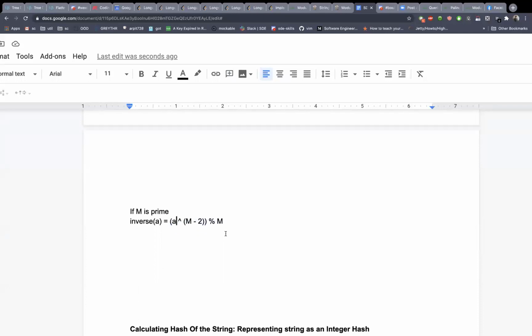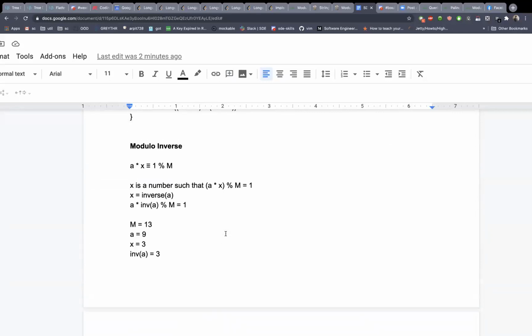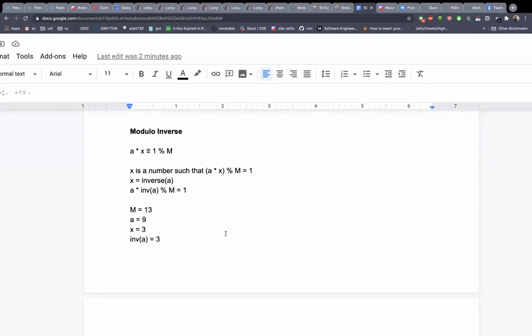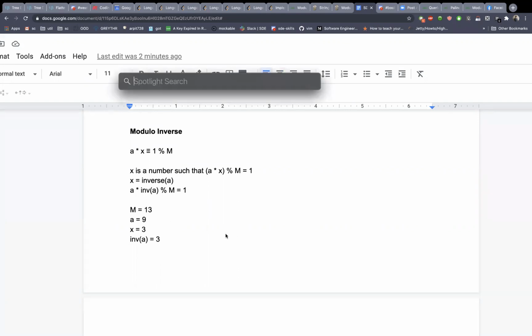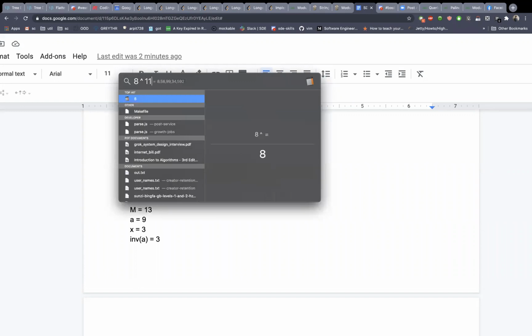I have something to say about what someone said just now. Can you scroll up, please? If a was 8 and m was 13, then according to that formula x should have been 4. A is not 12, a is 8 and m is 13. So what should x be according to your formula? Just a minute. 8 to the power 11.